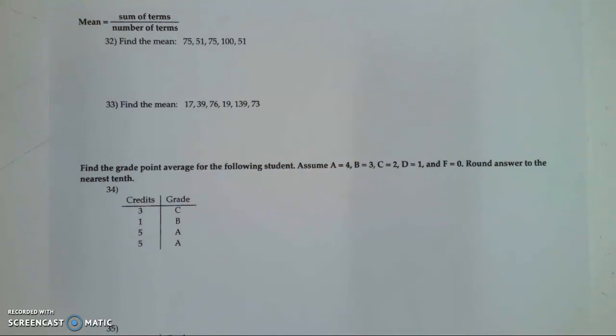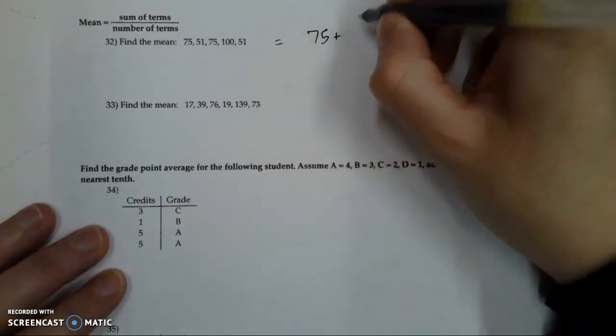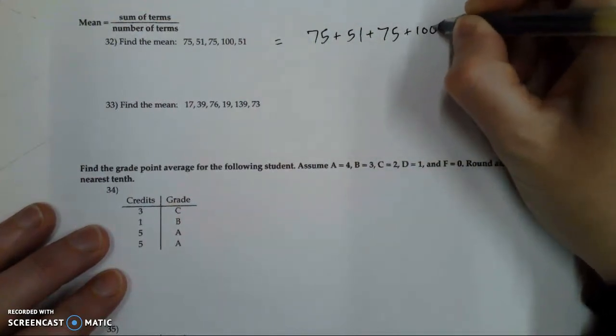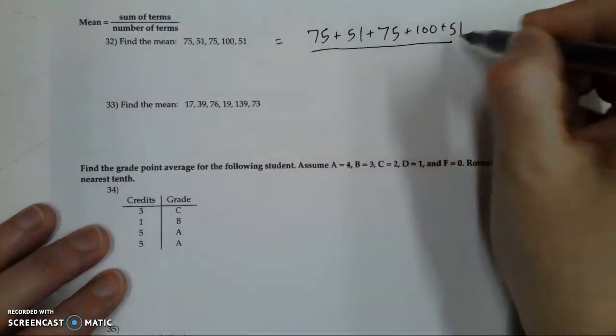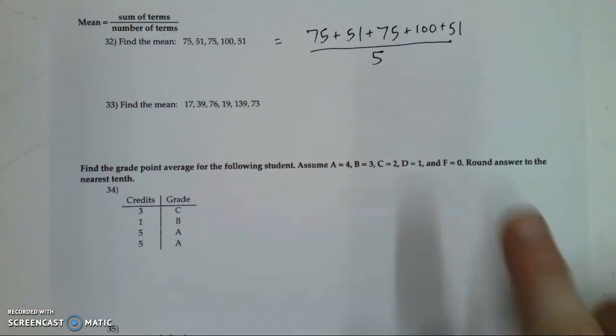terms we have. So for this one, I'm going to take 75 plus 51 plus 75 plus 100 plus 51, and I've got 5 terms total. I will divide that by 5. Now be careful on your calculator. Do this in 2 parts.